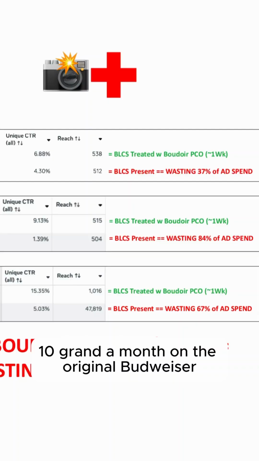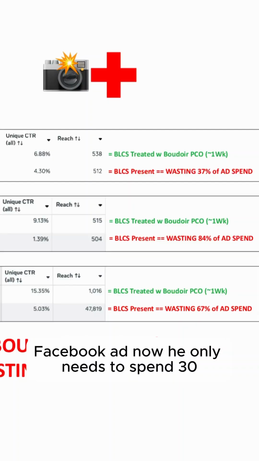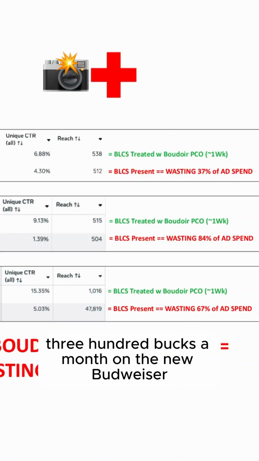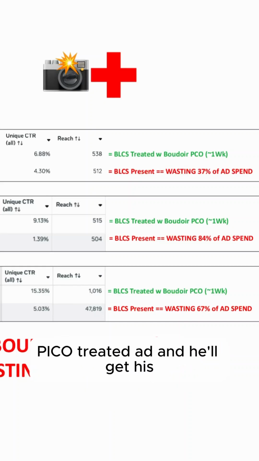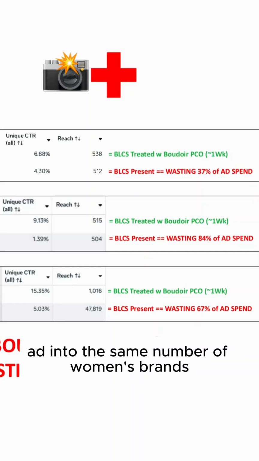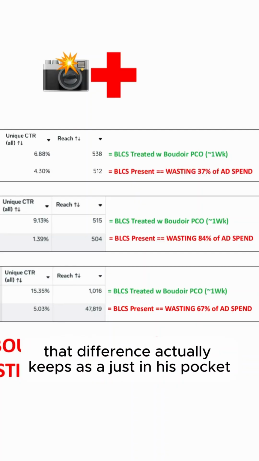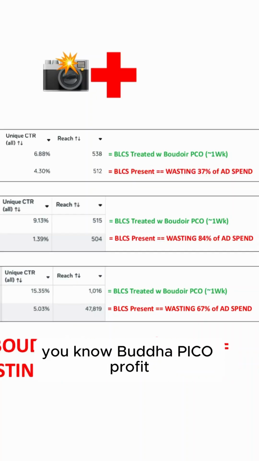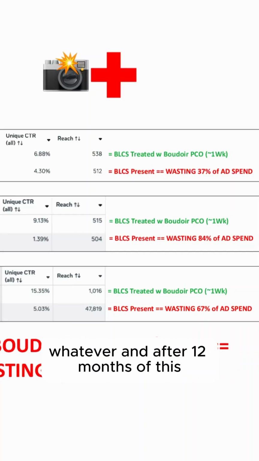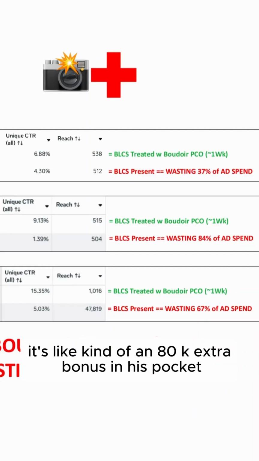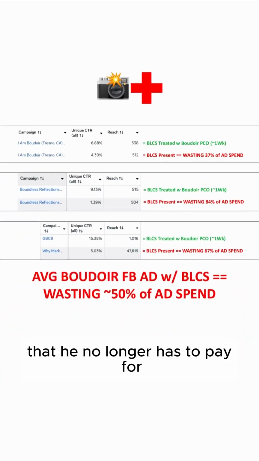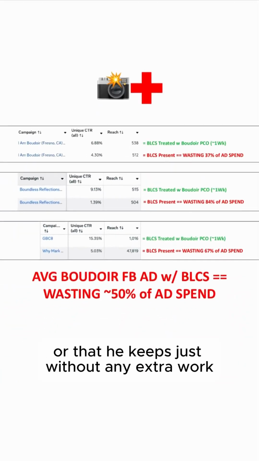So if he was spending 10 grand a month on the original Boudoir Facebook ad, now he only needs to spend $3,300 a month on the new Boudoir Pico treated ad, and he'll get his ad into the same number of women's brains. And that $6,700 a month delta, that difference, he keeps in his pocket. Again, another phantom profit, Boudoir Pico profit, whatever. After 12 months of this, it's like an 80K extra bonus in his pocket that he no longer has to pay for, that he keeps without any extra work.